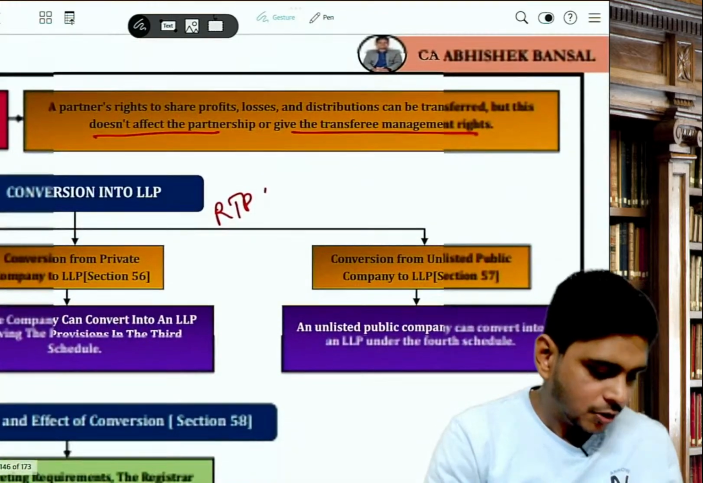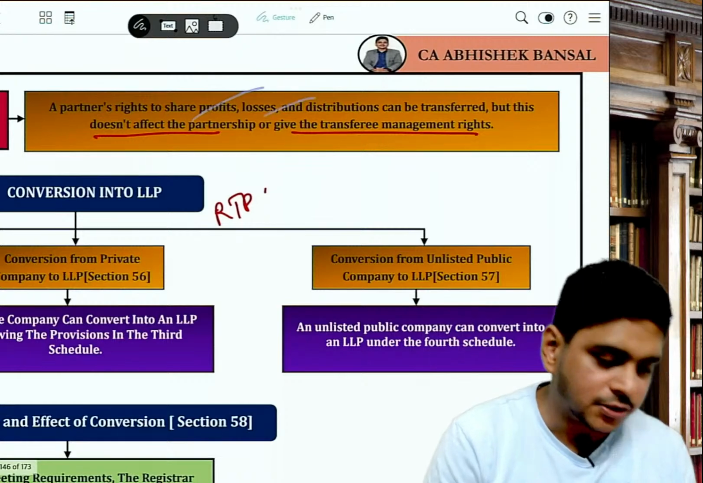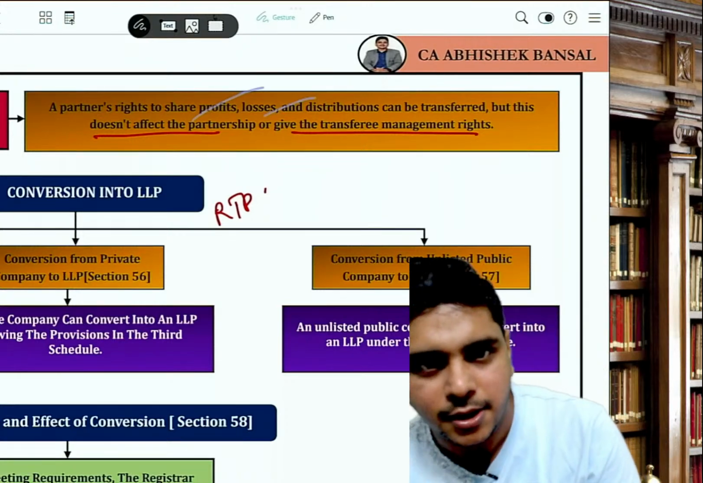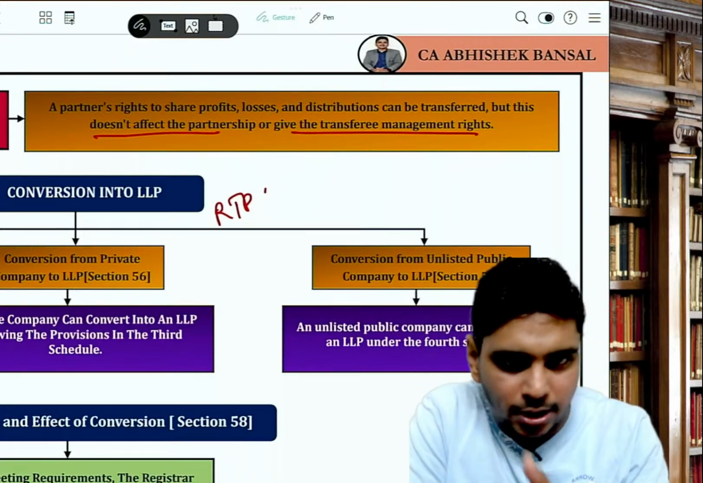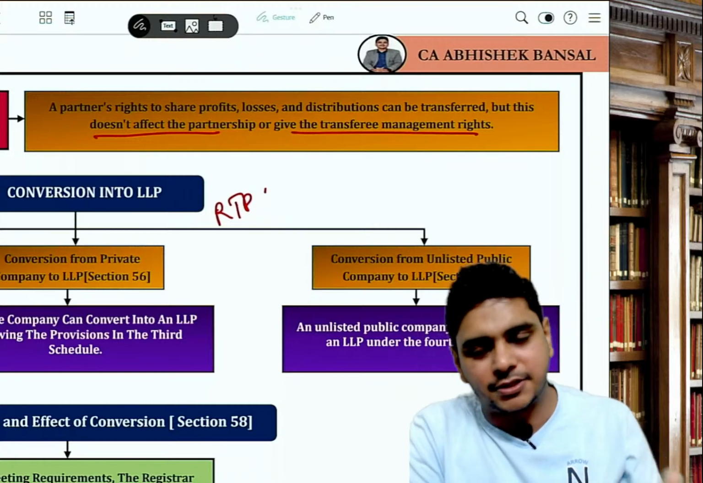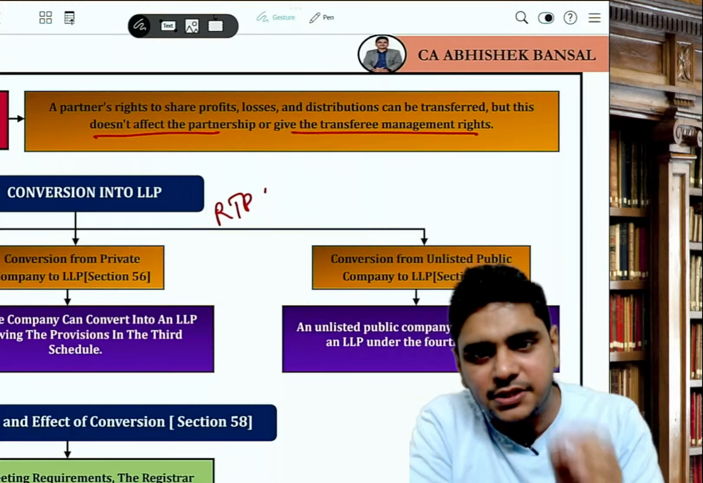So, a partner's right to share profit and losses, you can sell like a movable property, but it does not affect the partnership. That means he is not a partner. Plus, he cannot manage the LLP. He is just a person who will receive the money.